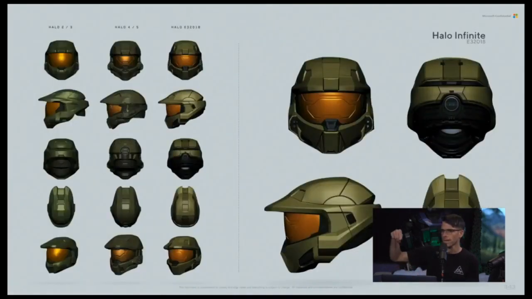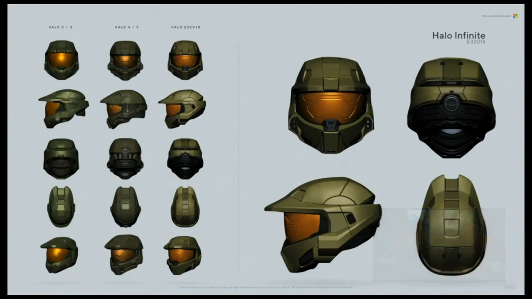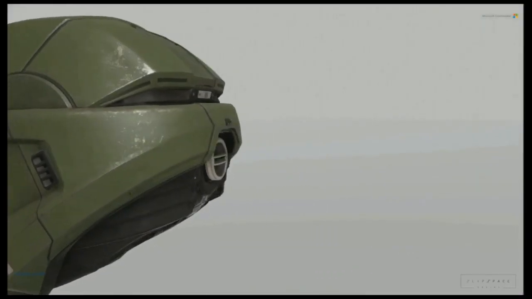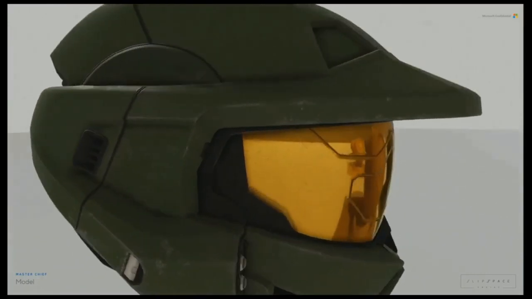Essentially, Matt made this sheet that shows where they took influences from to make that helmet. It has a little bit of Halo 2 and 3, a little bit of 4, and it's a mixture of those. Again, it'll look a little bit different than what you're seeing here. Matt also put together this video showing a spin around of it, a turntable.